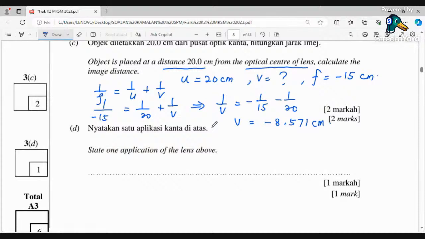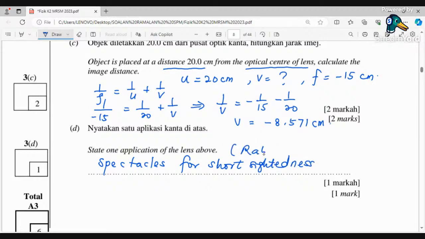Okay, state one application of lens above. Di mana guna lens ini? Okay, ada guna untuk spectacles for short-sightedness, untuk rabun jauh. Bukan rabun dekat ni, nama dia short lah. Short maksudnya pandangan jadi pendek. So dia sebenarnya ialah rabun jauh.